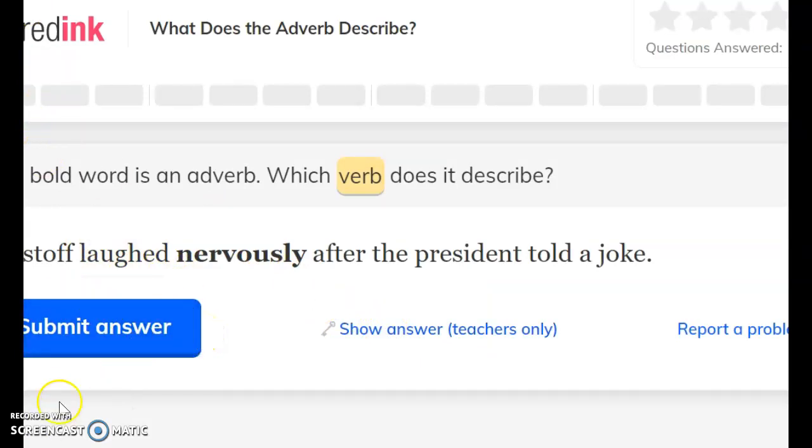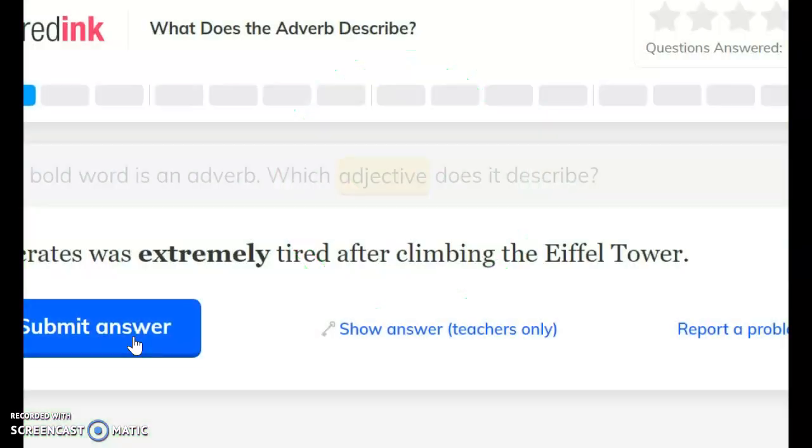This says, oh, it's going off my screen a little bit. That's all right. The bold word is an adverb. Which verb does it describe? So this says, Christoph laughed nervously after the president told a joke. So I know nervously is my adverb. It's not asking you to identify the adverb. What it's asking you to do is identify what this adverb is describing. So what was done nervously? Here, of course, he laughed nervously. So I would choose laughed and submit my answer. Yay, I'm right. And it would go to the next one.